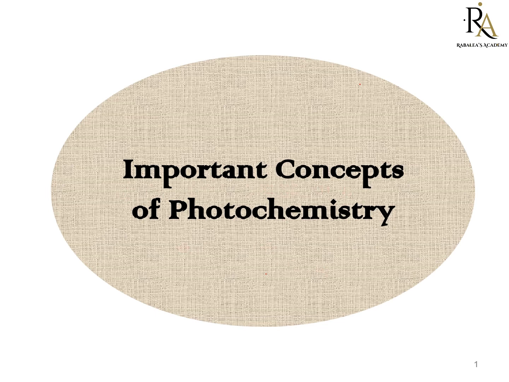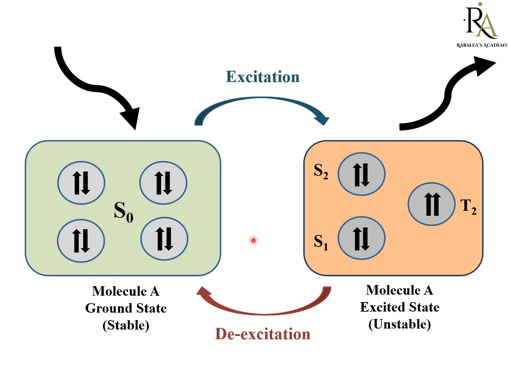Today we are going to discuss a few important concepts of photochemistry. So let's start from the basics. This is a molecule A. These are the atoms within which electrons are present.